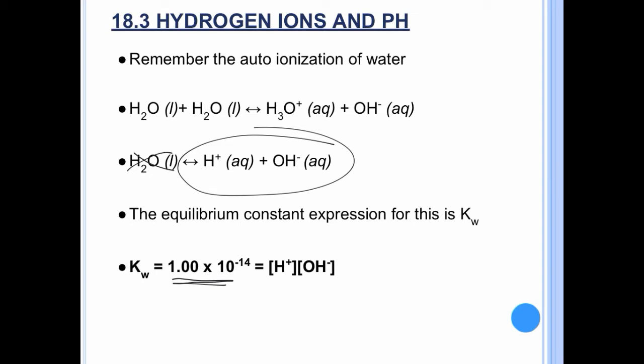Those two values multiplied together always will equal 1 times 10 to the negative 14th. So that allows us to use one concentration to find the other. So if we know the hydrogen, we can find the hydroxide. If we know the hydroxide, we can find the hydrogen.